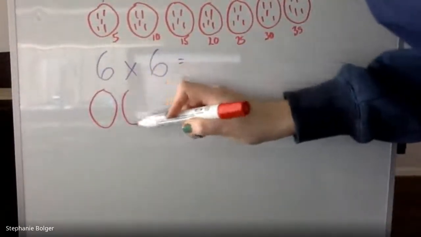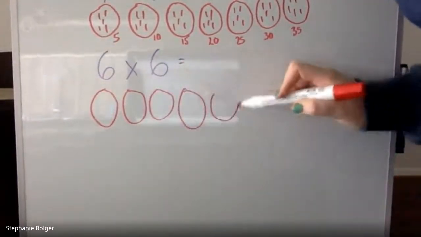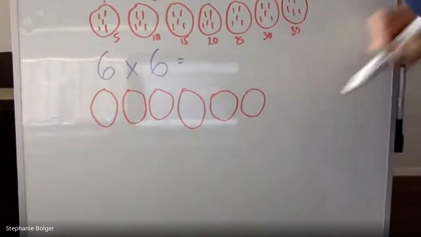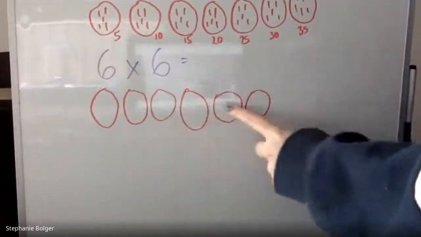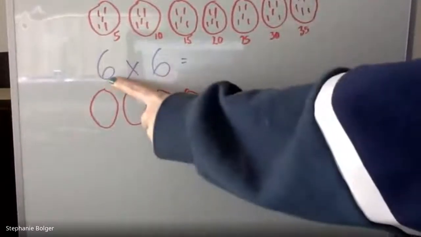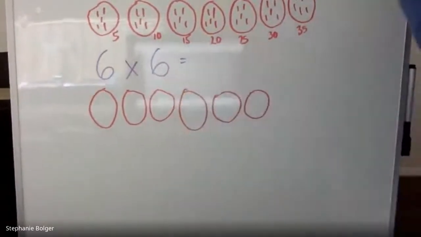1, 2, 3, 4, 5, 6. I'm going to count them to be sure. 1, 2, 3, 4, 5, 6. Right, I've got my 6 groups of 6. I need to put 6 in each group.